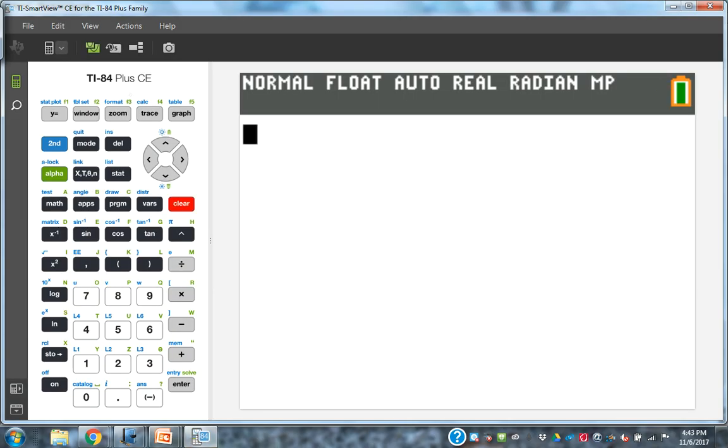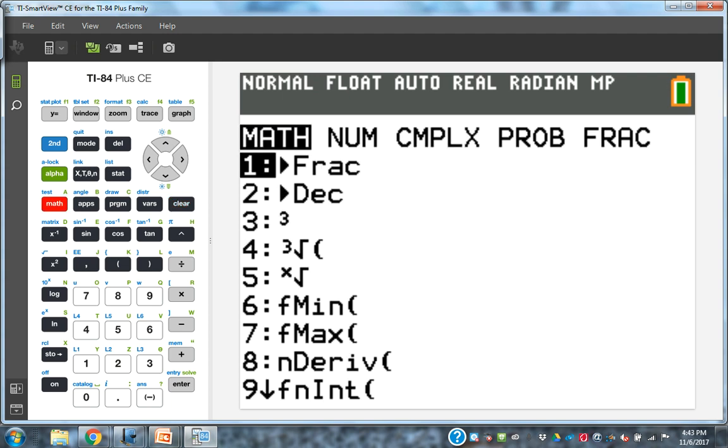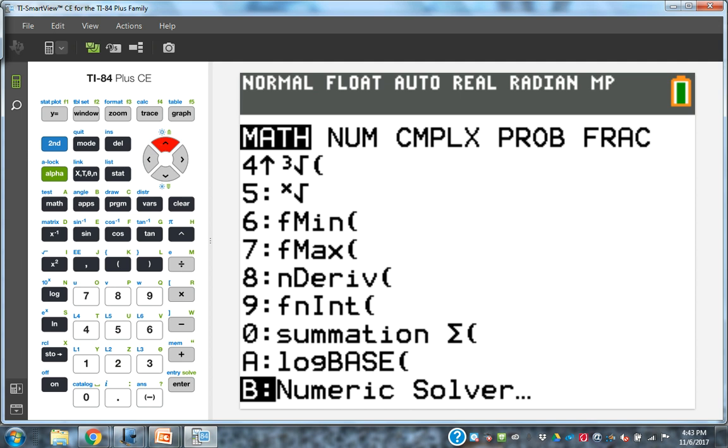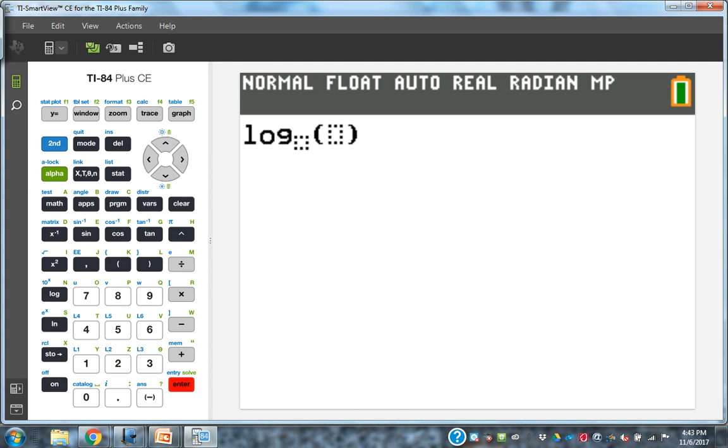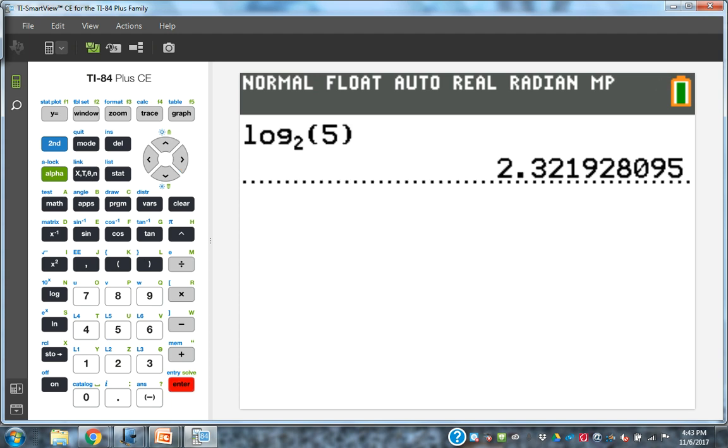So to get it to do log base 2 of 5, hit the math button. Press the up arrow. Do we get log base? And then we can put the 2 there and the 5 there. And we're going to go 3 decimal places. That's common practice for this, 3 decimal places. So that'd be 2.322.